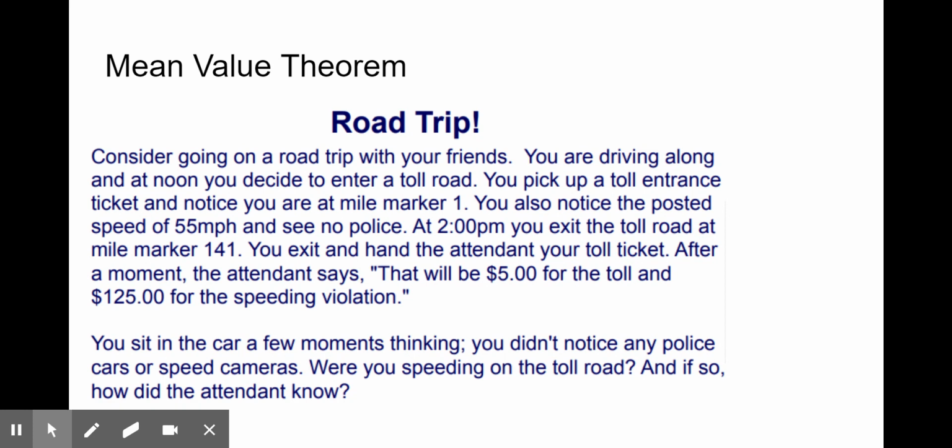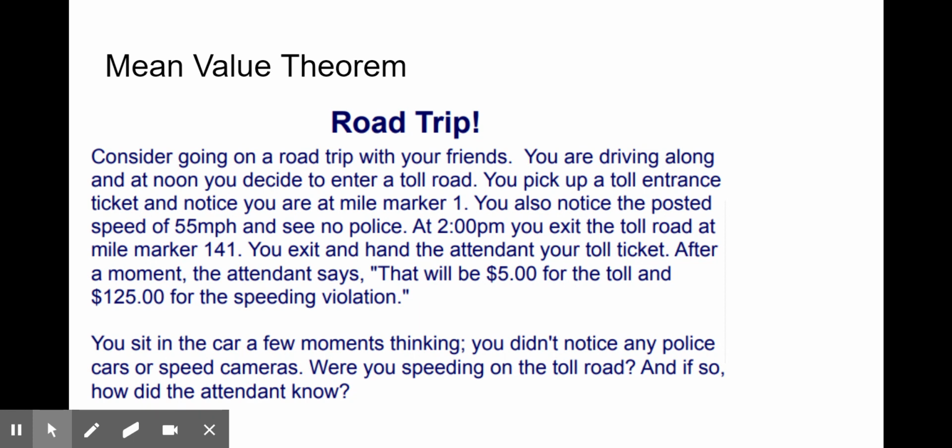Now, the second theorem here is called the mean value theorem. This is going to be pretty familiar to you, I think. If you read this real quick, you go on a road trip. You're driving along, and at noon you enter the toll road, and you start at mile marker 1, Cape May, I guess. Mile marker 1, Cape May. You notice that the speed limit is 55. At 2 p.m., 2 hours later from noon, you exit the toll road at mile marker 141.